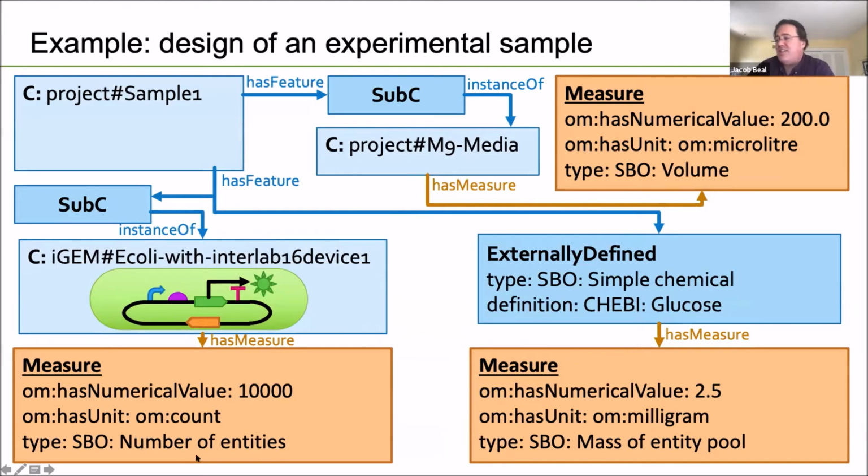SBO has great terms for these things. I'm going to put an estimated 10,000 E. coli as my starting population into 200 microliters of volume of M9 media, along with 2.5 milligrams of mass of glucose. And this is the way that we can describe something like the design of a sample. If I wanted to put some inducer in there for an inducible system, I'd add another simple chemical for the inducer, and so on. If I want to talk about having a mixture of cell types, I add more subcomponents for the more cell types that we're adding in.